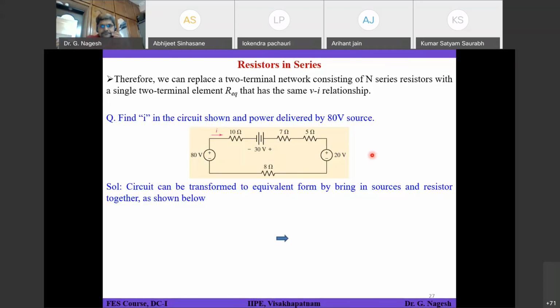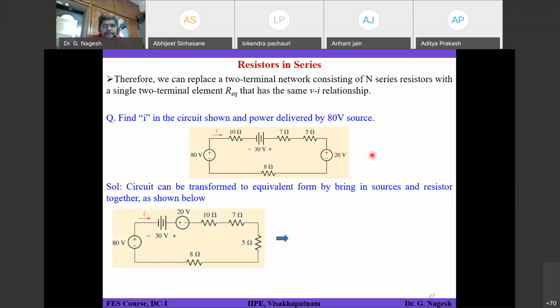3 amperes current. So what is the R equivalent you have observed? 30 ohm. Okay. So did you find the equivalent voltage or not? Sir, 90 volt. Okay, 90 volt. So let's see that.